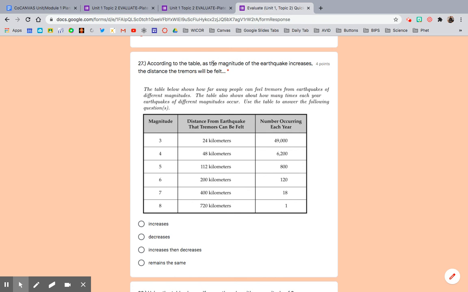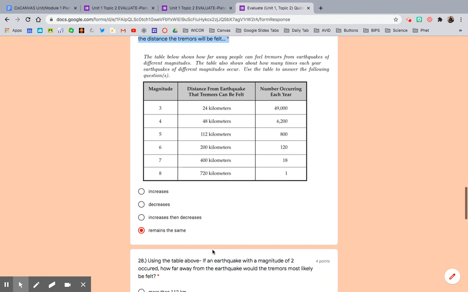So according to this table, as the magnitude of the earthquake increases, what happens to the distance the tremors are felt? Is the distance the tremors are felt also going to increase? Are they going to decrease? Are they going to increase then decrease? Or are they going to remain the same?